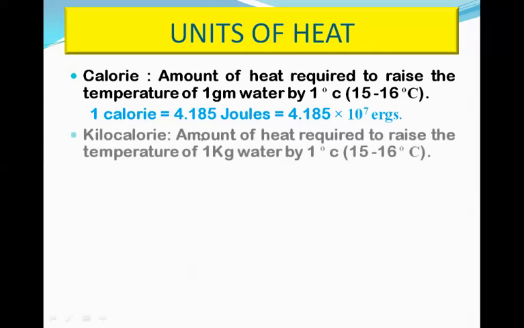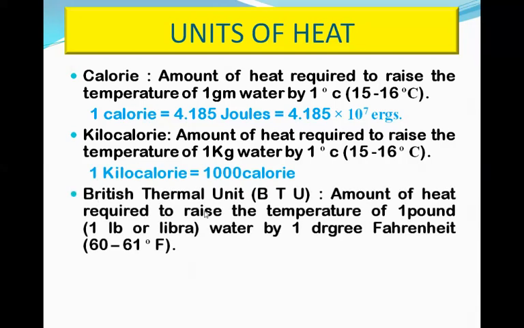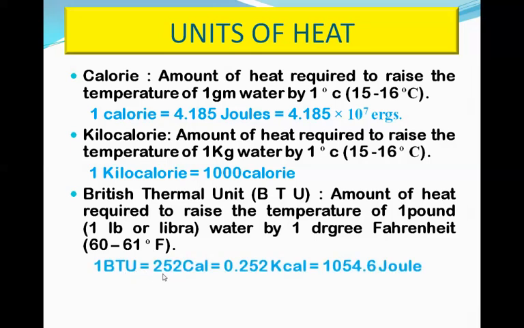A bigger unit is the kilocalorie, the amount of heat required to raise the temperature of 1 kg of water by 1 degree centigrade, from 15 to 16 degree centigrade. The relationship is 1 kilocalorie equals 1000 calories. There is another unit called the British Thermal Unit, BTU. It is the amount of heat required to raise the temperature of 1 pound, that is 1 lb or libra, of water by 1 degree Fahrenheit, that is from 60 to 61 degree F. 1 BTU is equal to 252 calories, equal to 0.252 kilocalories, equal to 1054.6 joules. Also, 1 kilocalorie is equal to 3.968 BTU.